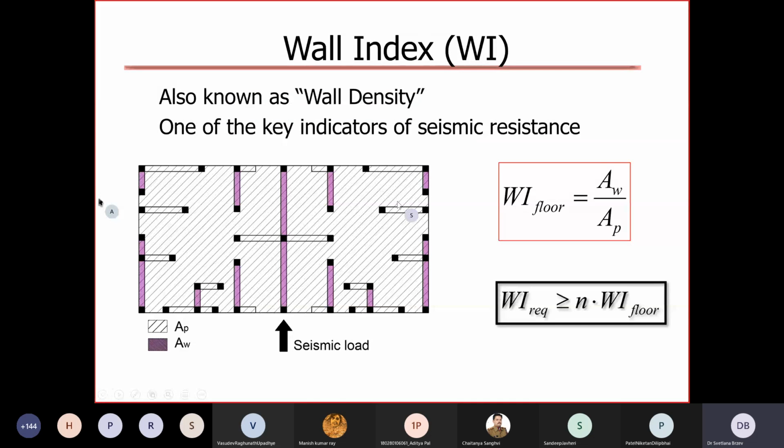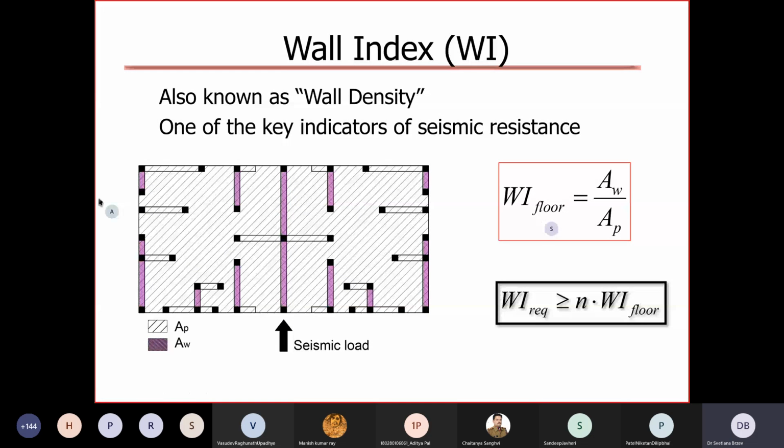So here we come to a factor which is a very important indicator of seismic safety, and which is easy to determine and use in practice. It is wall index, or wall density. So what is it? It is the sum of cross-sectional areas of all walls in one principal direction, let's say vertical or horizontal, divided by the floor plan area for that same building. So you can see here, AW is the sum of areas of all these walls, and A sub P is the floor plan area. And this ratio would be the wall index per floor.